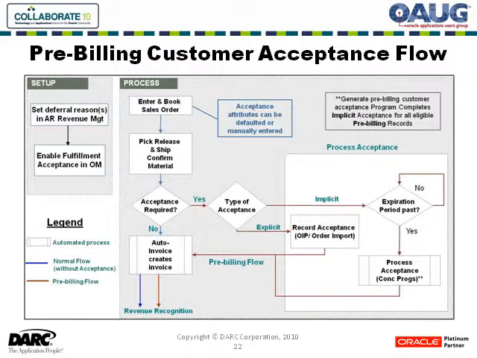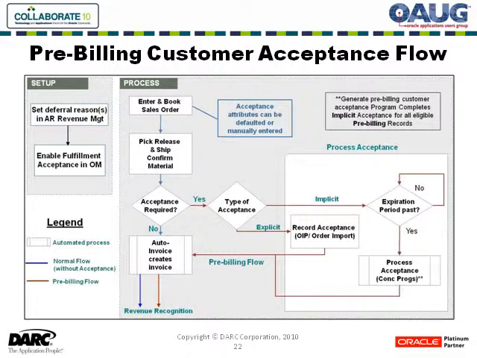If we go down the left side of blocks, we're going to enter and book our sales order. It would default any attributes as normal. We're going to pick, release, and ship confirm our material. It's going to go into an acceptance required question queue. No, because it's a standard order. No acceptance required, and it's going to just fall right into auto invoicing and then revenue recognition, straight down the left side.